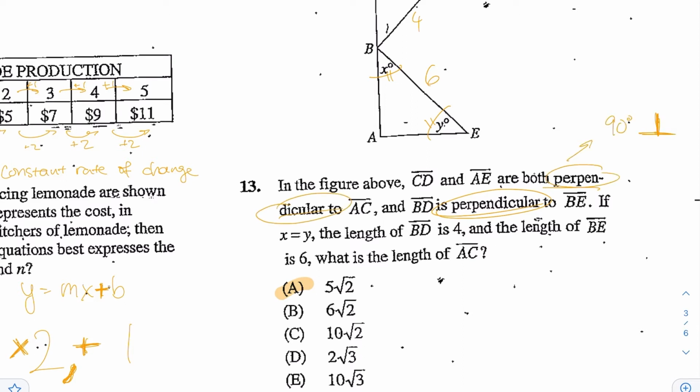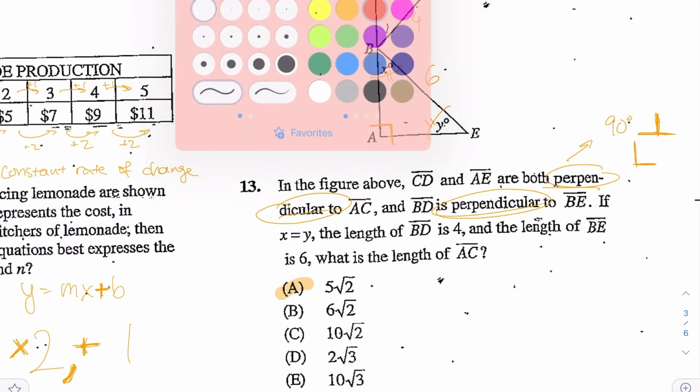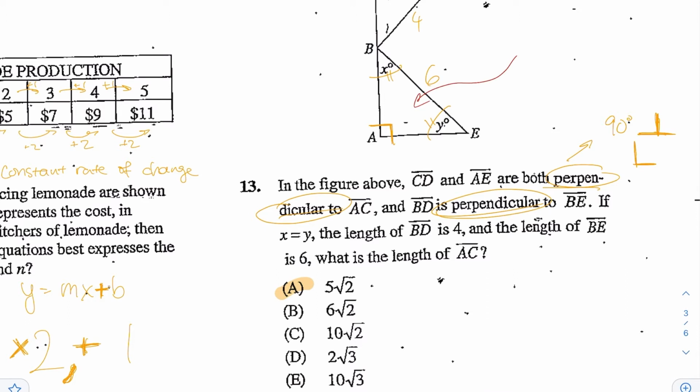Now, since you know that AC and AE are perpendicular, perpendicular means 90 degrees. So they make this upside down T shape or this L shape. So we can label that here. And that means that triangle BAE is an isosceles right triangle, which means it's a 45, 45, 90 right triangle. So the sides are in a ratio of x, x, and x root 2. Now for triangle BCD on top, you know that BD is 4, and BE is 6, and you want to figure out the length of AC.